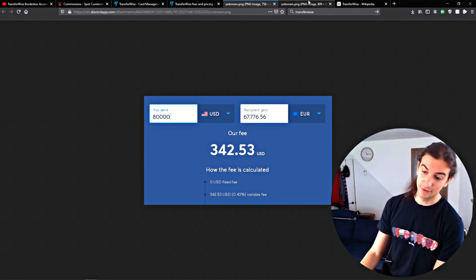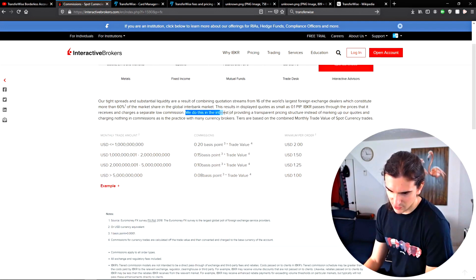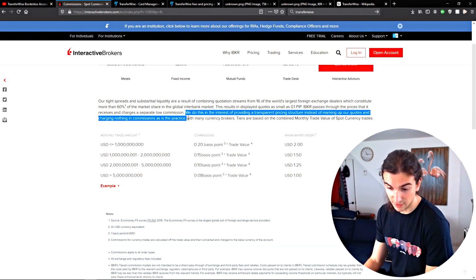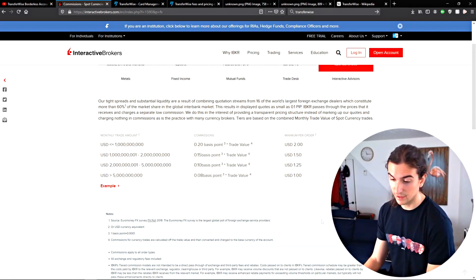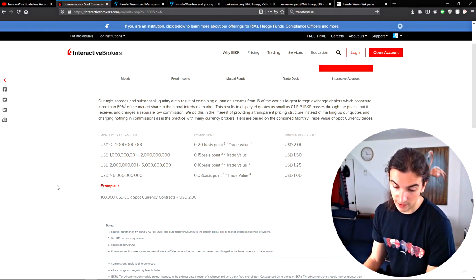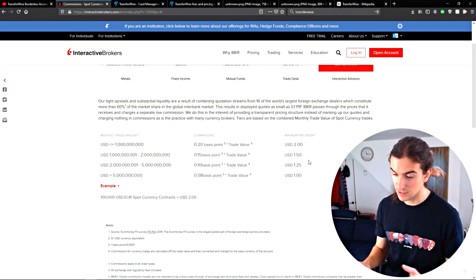The thing with IB, let's go look at IB's website on spot currency pricing structures. I'll read this to you. We do this in the interest of providing a transparent pricing structure instead of marking up our quotes and charging nothing in commissions, as is the practice with many currency brokers. Tiers are based on the combined monthly trade volume of spot currency trades. Okay, so this right here is IB's commission for currency trades. Basically, you're never going to be paying more than $2.78 for a trade. That is the maximum I've ever paid exchanging currency in an IB account.